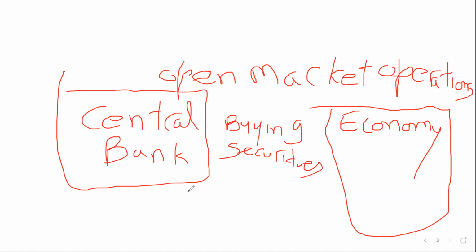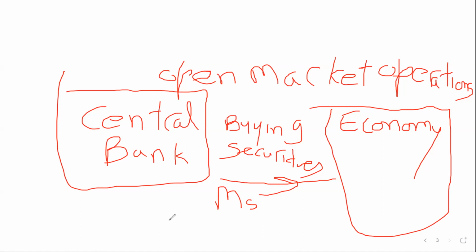When the central bank is buying something from the people, then money, the money supply, would flow from the central bank to the economy. You can see that when you buy something, you pay. So when the central bank is buying securities from individuals, companies in the economy, then the money would flow from the pocket of the central bank towards the economy, so there will be more money in the economy.